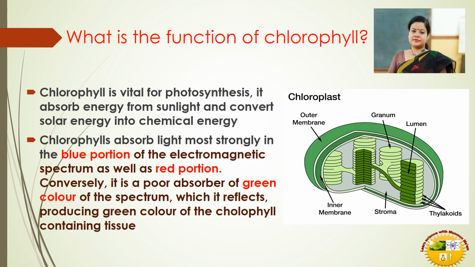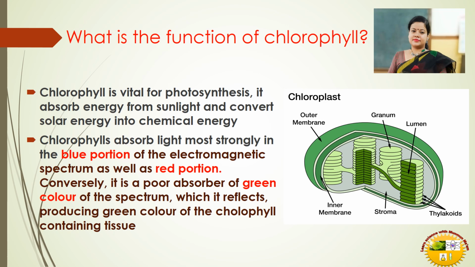Moving to the next part, what is the function of chlorophyll? Chlorophyll is vital for photosynthesis. It absorbs energy from the sunlight and converts this solar energy into chemical energy. We have just read that the green plants are autotrophs, right? Green plants can prepare their own food. Now, why are the plants green? Because they have chlorophyll. So, you can understand that chlorophyll is ultimately important for the plant, so that they can prepare their food. So it is very important, vital for photosynthesis.